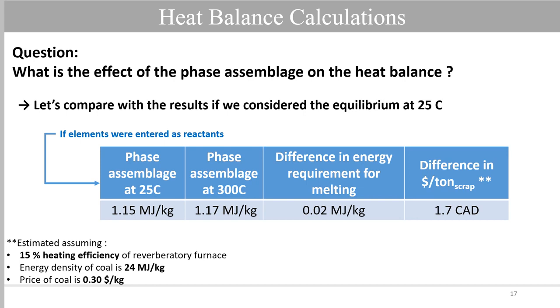So if we consider the equilibrium at 25 C, this is the energetic requirement that you will get. You see that there's a small difference, about 20 kilojoules per kilogram. I made a quick calculation, and you can see here that you underestimate the energy requirement. If you make the calculation, the cost that you underestimated per ton of scrap is 1.7 Canadian dollars. You can get this information using the heating efficiency of a reverberatory furnace in the worst case scenario, the energy density of coal, and its price.